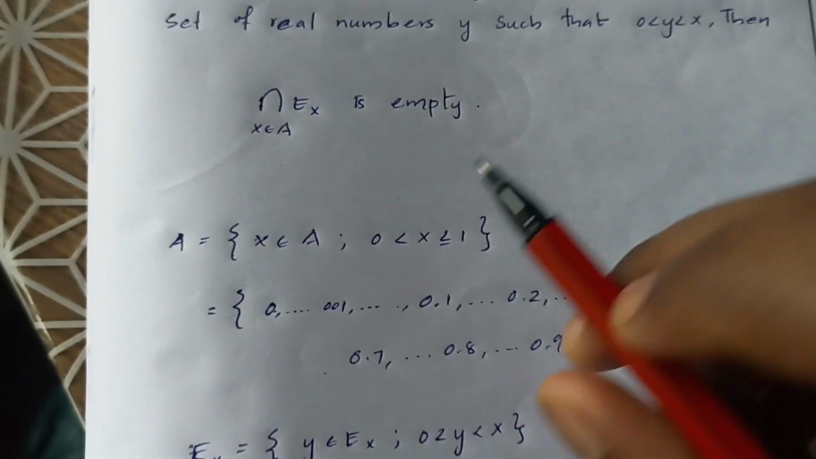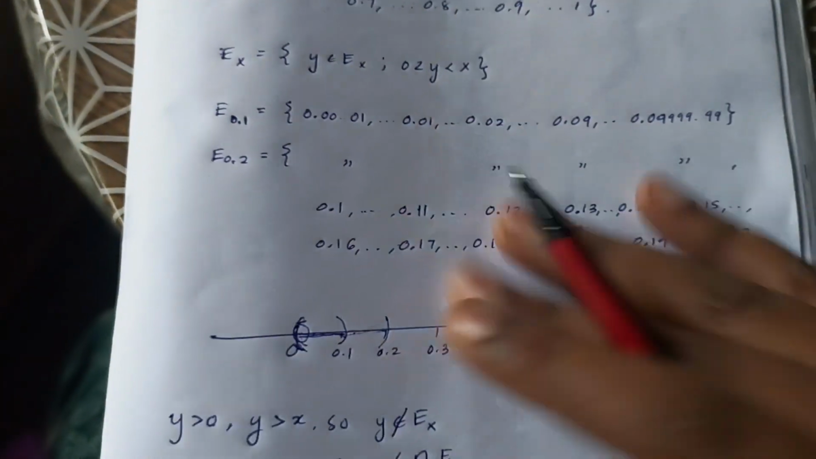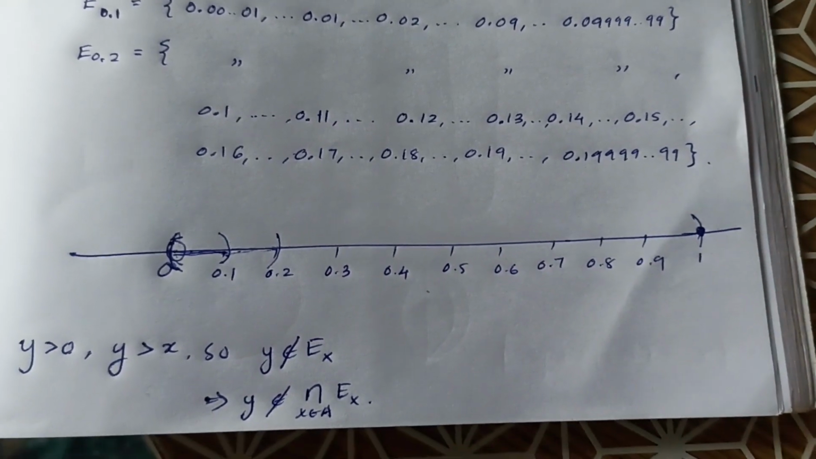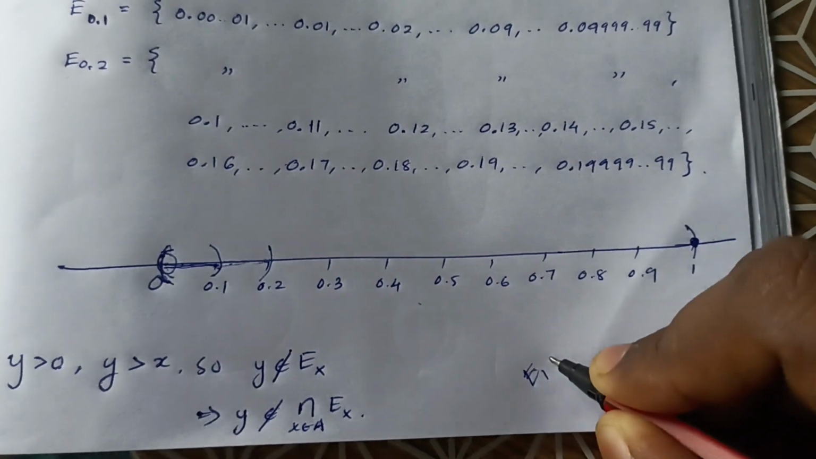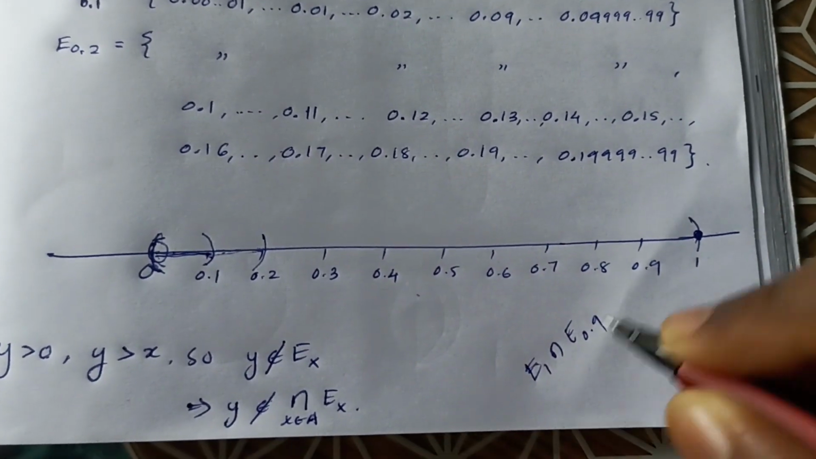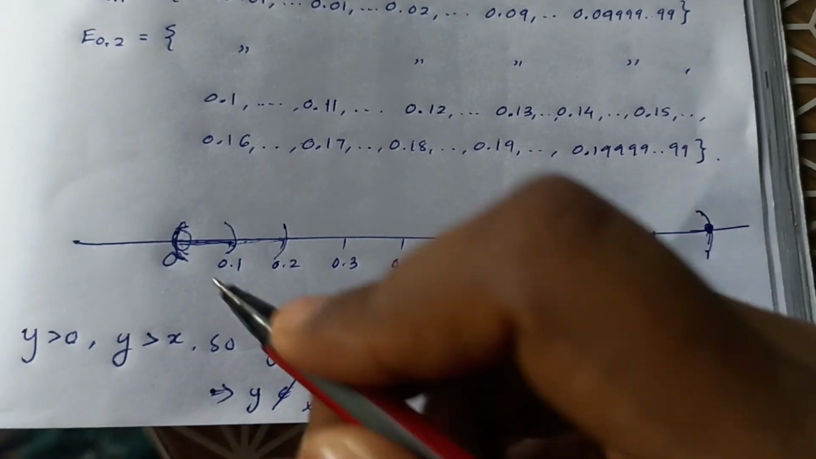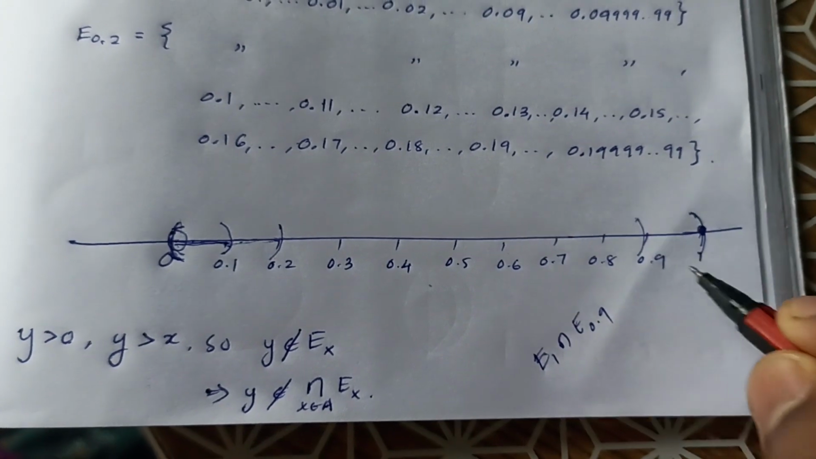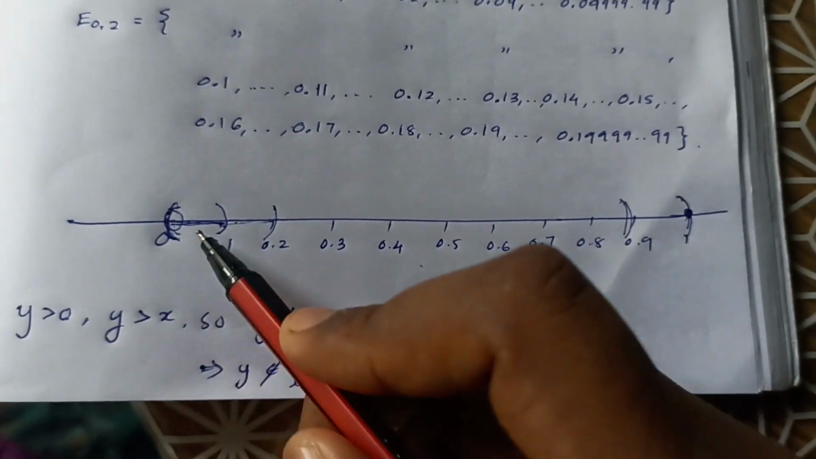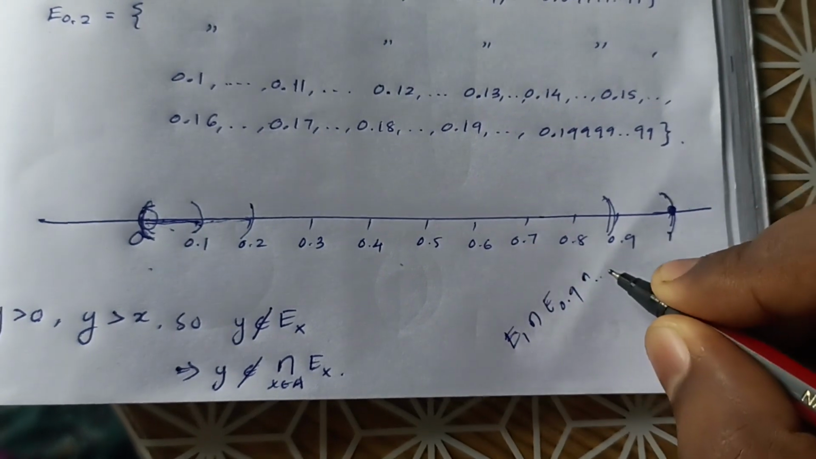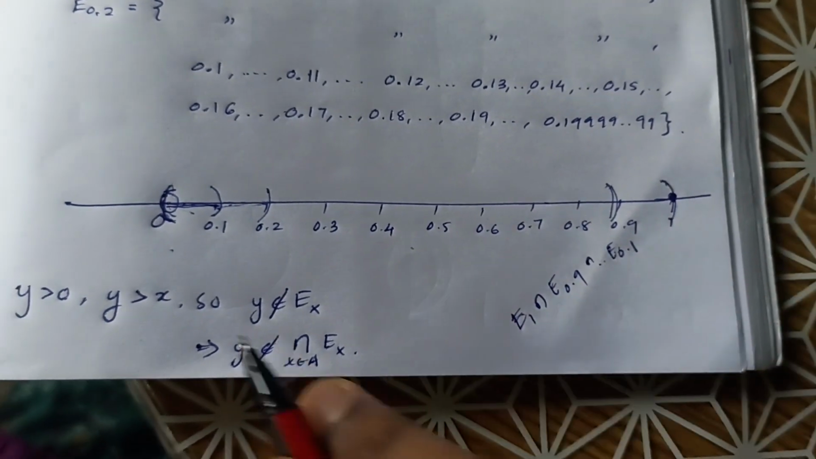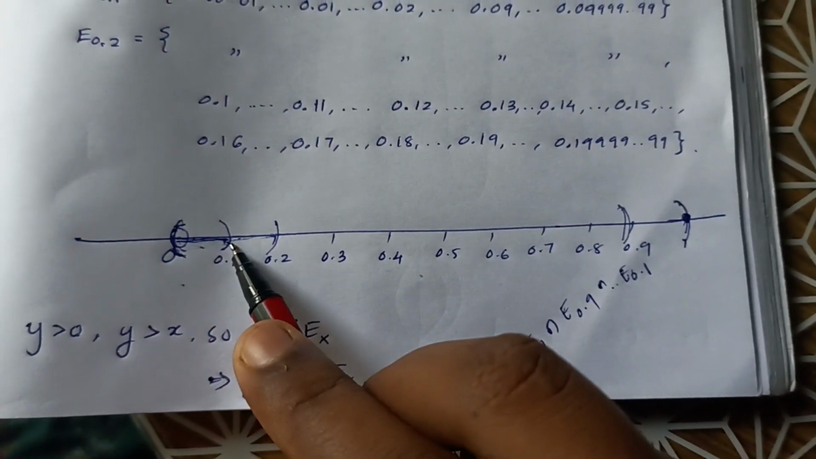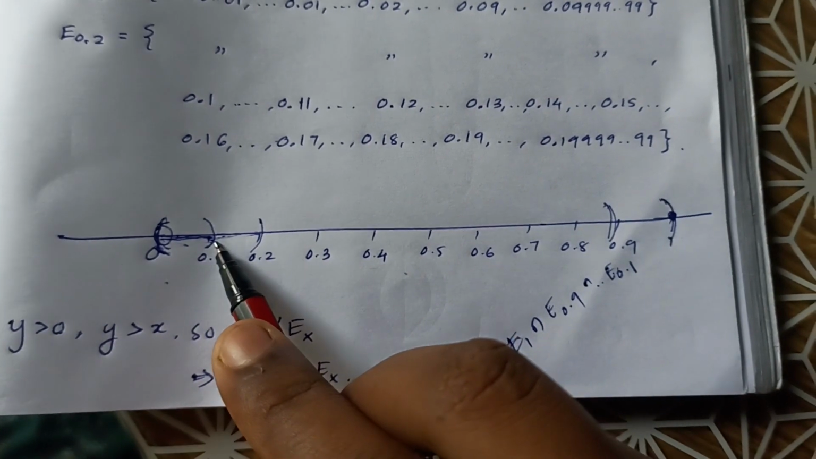We have to show that the intersection of Ex is empty. Means there is no point that lies in the intersection of Ex. Let's take E of 1 intersection E of 0.9. What will we get? E of 1 means all these points. E of 0.9 means all these points, right? So its intersection will be all these elements, right? And consider all the elements up to E of 0.1. E of 0.1 means these elements will be the points inside the intersection, right?